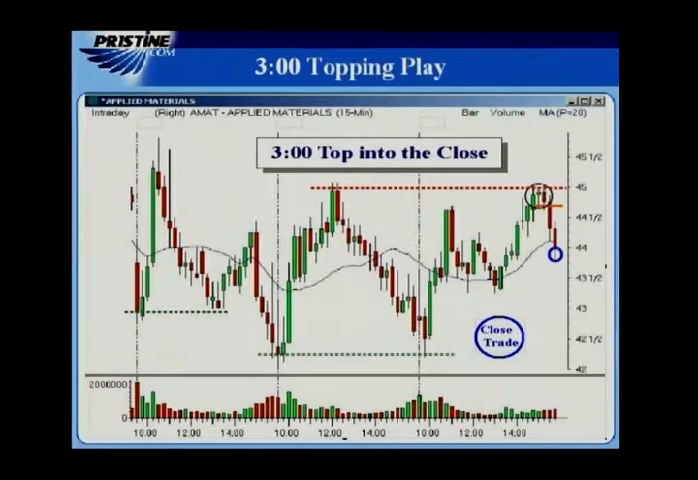The moment, the instant, the low of a prior 15-minute bar gets violated, I am all over the stock trying to get short. All right? Looking for the stock to drop into the next reversal period.